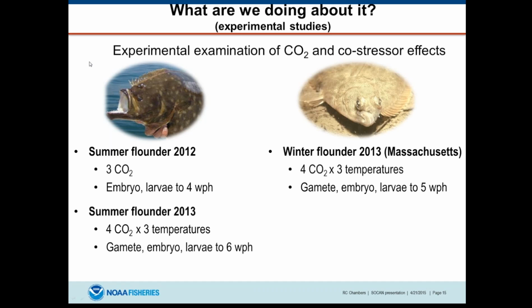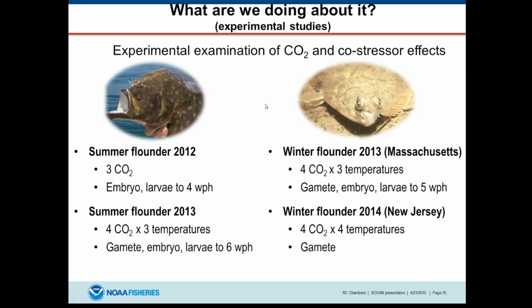Again, the Massachusetts study is a 4x3 CO2 by temperature design, which included, I didn't mention this for summer flounder 2013, a gamete response, embryos as well as larvae to five weeks post-hatching, which is approaching metamorphosis in that species. And the New Jersey study is a 4x4 design with the gamete effects as the response variable. I'll get into the details of what we actually measured here shortly.